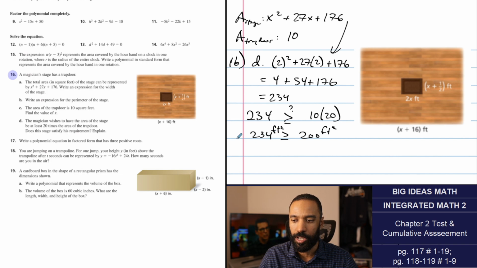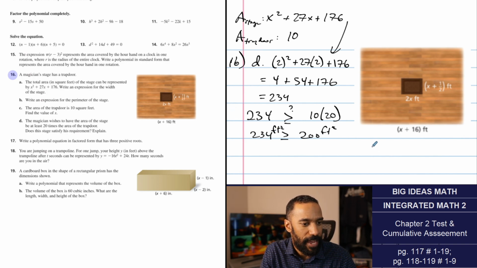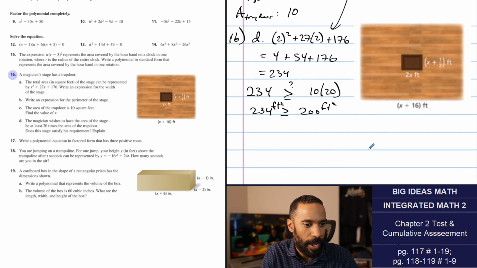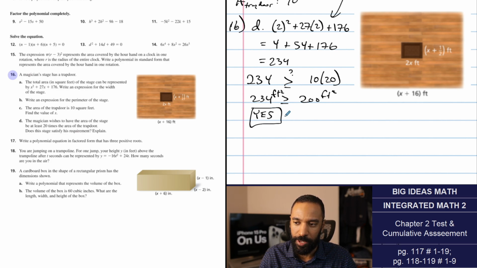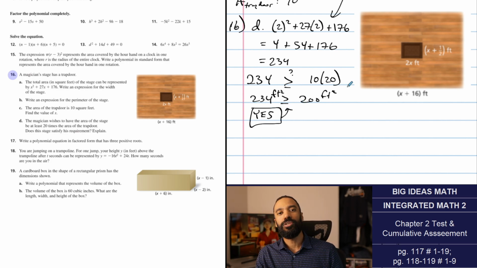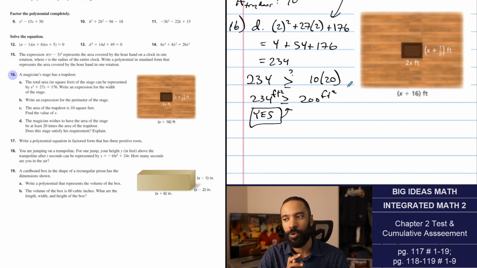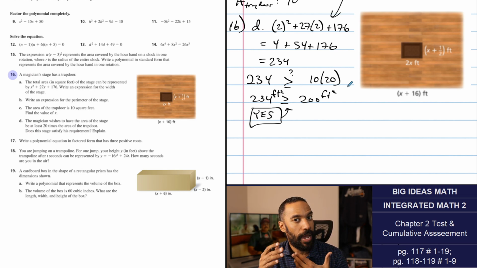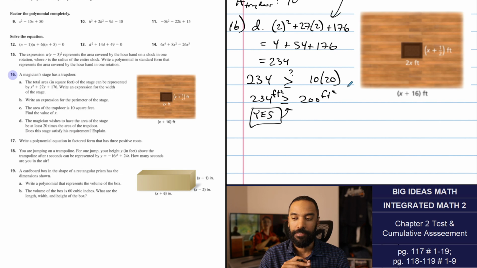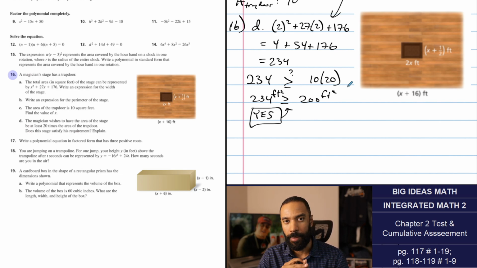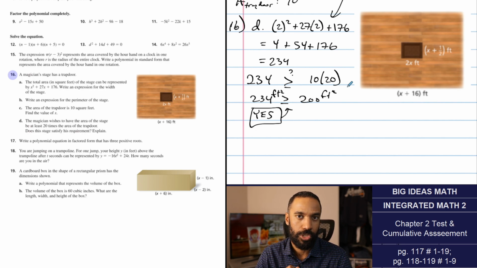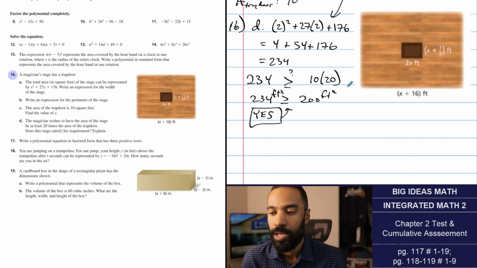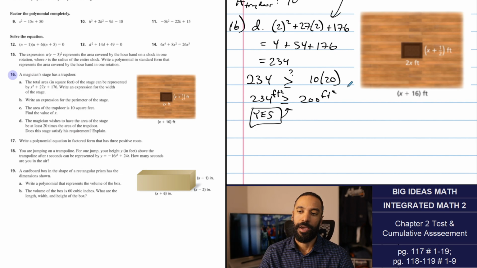As far as a comparison goes, the magician wishes to have the area of the stage be at least 20 times the area of the trap door. So yes. Now keep in mind, I still don't know if the staging area would include subtracting out the trapdoor area. But even if you did, 234 minus 20 is still more than 20 times 10. So 214 is still more than 200. So it would still be a yes by those measures.